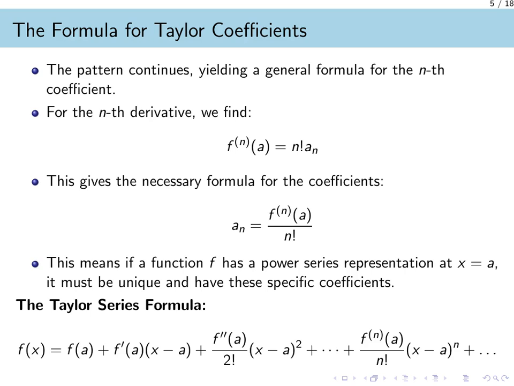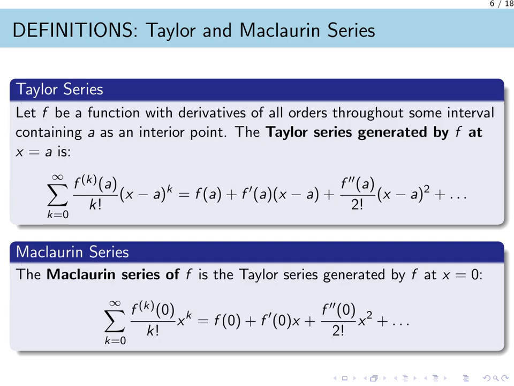This provides the required coefficients for constructing the unique power series that could represent a given function. This slide presents the formal definitions for the Taylor and Maclaurin series, which are power series constructed directly from a function's derivatives. The main idea is to use the value of a function and all its derivatives at a single point to build a corresponding power series.